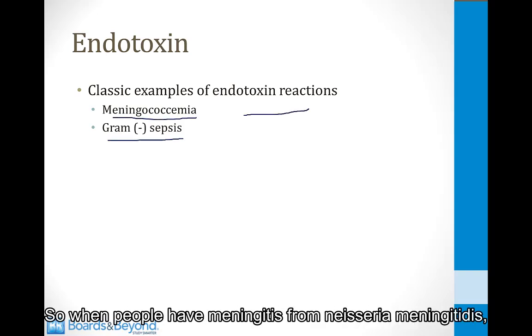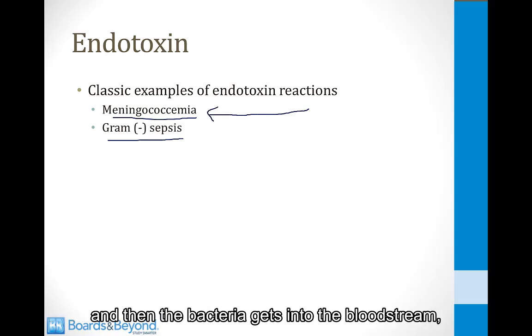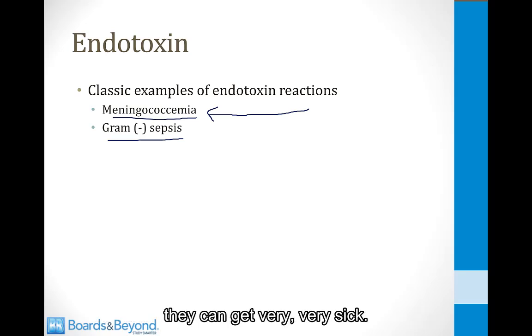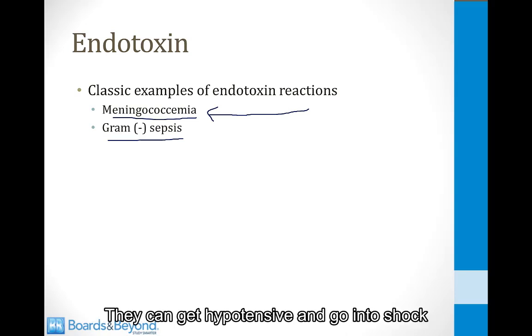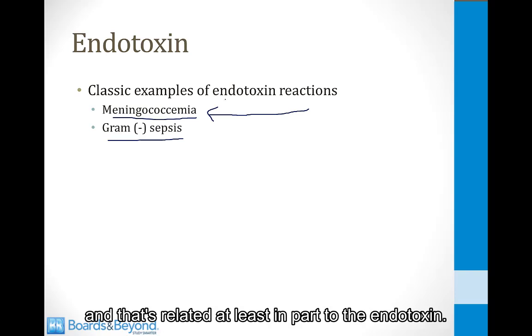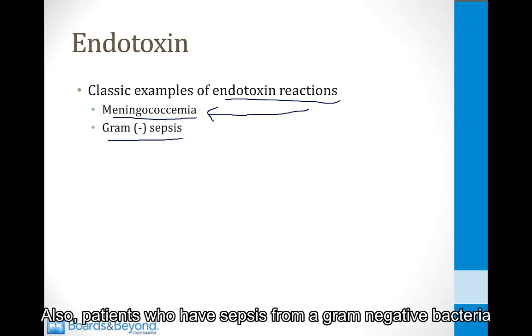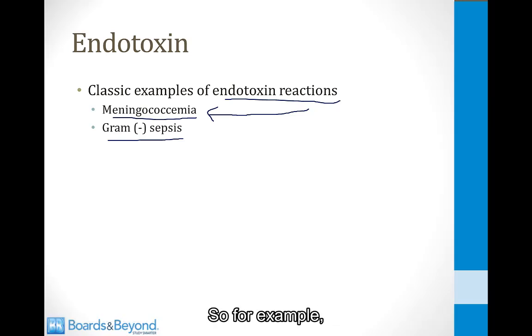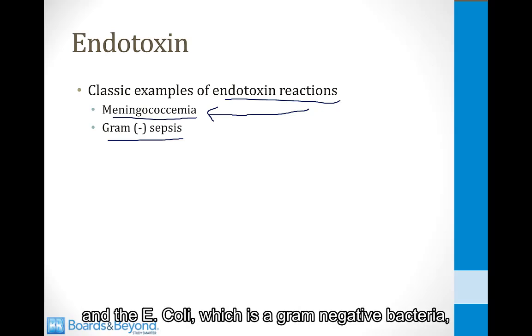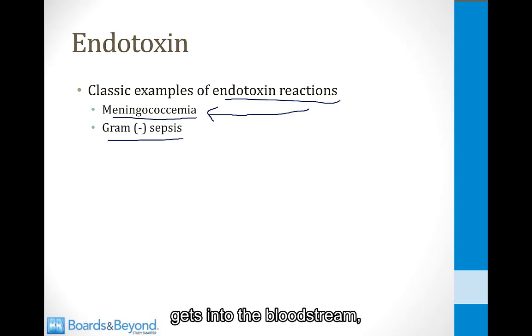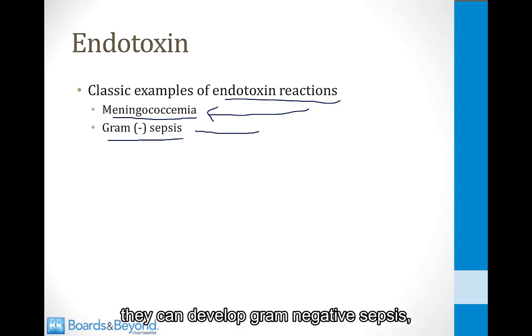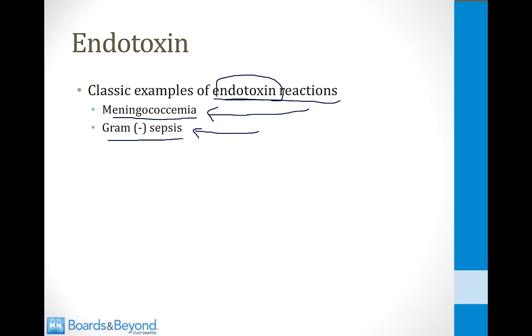So when people have meningitis from Neisseria meningitidis and then the bacteria gets into the bloodstream, they can get very, very sick. They can get hypotensive and go into shock, and that's related at least in part to the endotoxin. Also, patients who have sepsis from a gram-negative bacteria can get very sick. So for example, if someone has a urinary tract infection and the E. coli, which is a gram-negative bacteria, gets into the bloodstream, they can develop gram-negative sepsis, which is also a very serious condition. There's often shock and hypotension, and this is also related to the endotoxin.